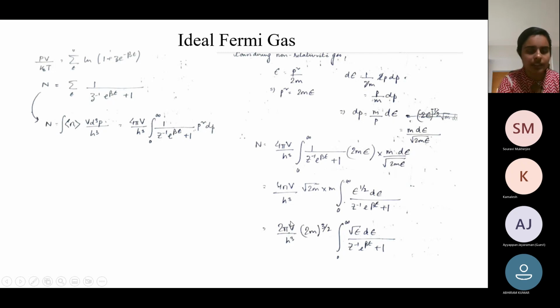But now if you specify that the particle has a spin of half, there will be an added degeneracy because of the spin. So you have to multiply by 2s plus 1, that is 2 here, right? In that case, you would have the density of states as 4πV/h³ (2m)^(3/2), and then this integral.